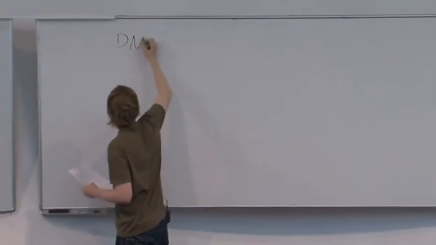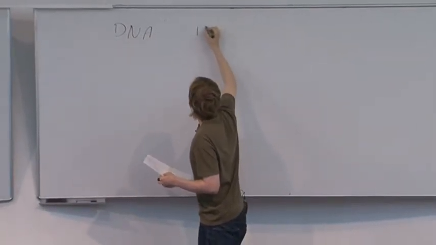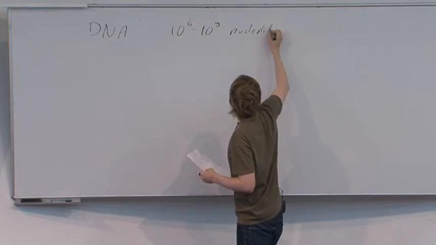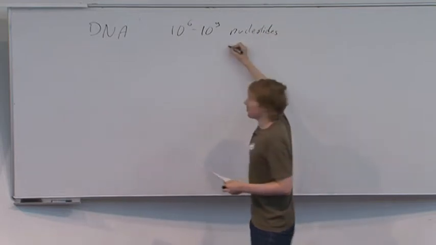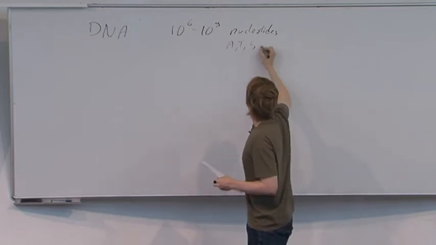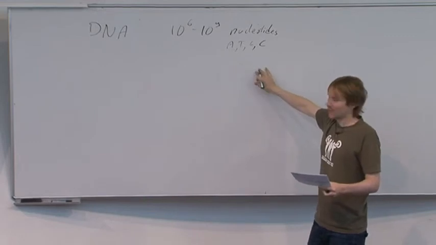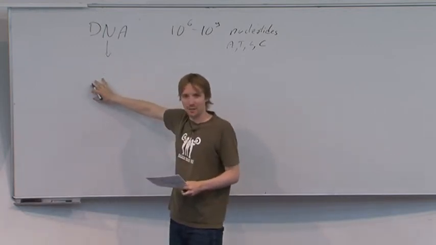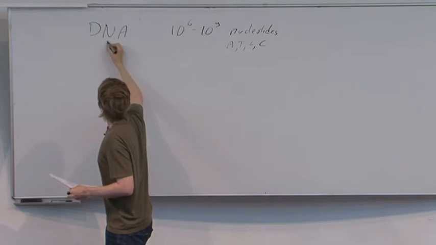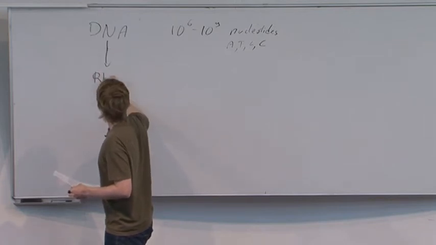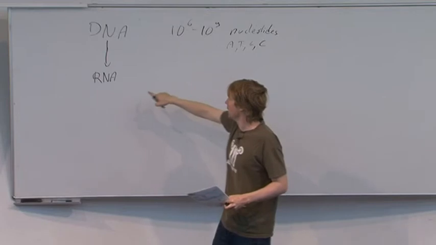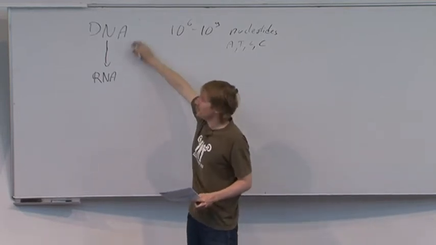Well, it all starts with the DNA, which by now you know is made of nucleotides. So 10 to the 6 to 10 to the 9 nucleotides. And nucleotides, remember, there's adenine, thymine, guanine, cytosine. And the first step on our way to making a protein is not to make a protein directly, but instead we're going to make another molecule first, which is called RNA, which stands for ribonucleic acid.